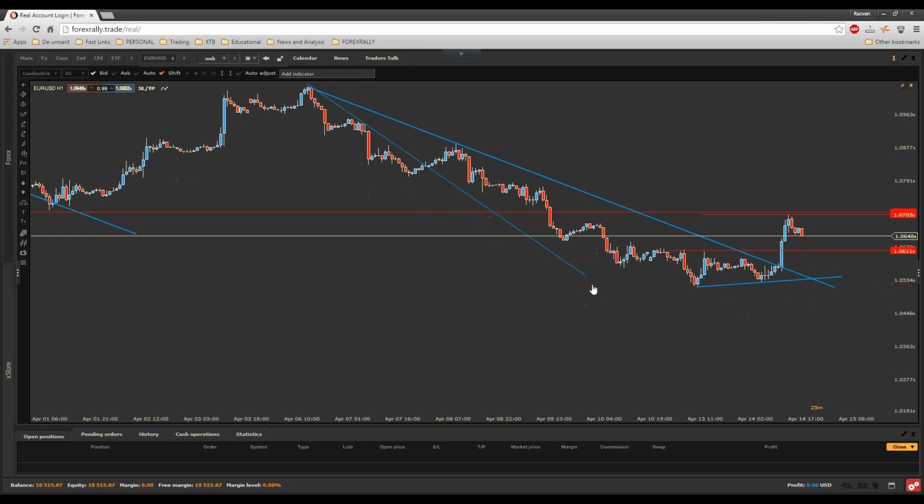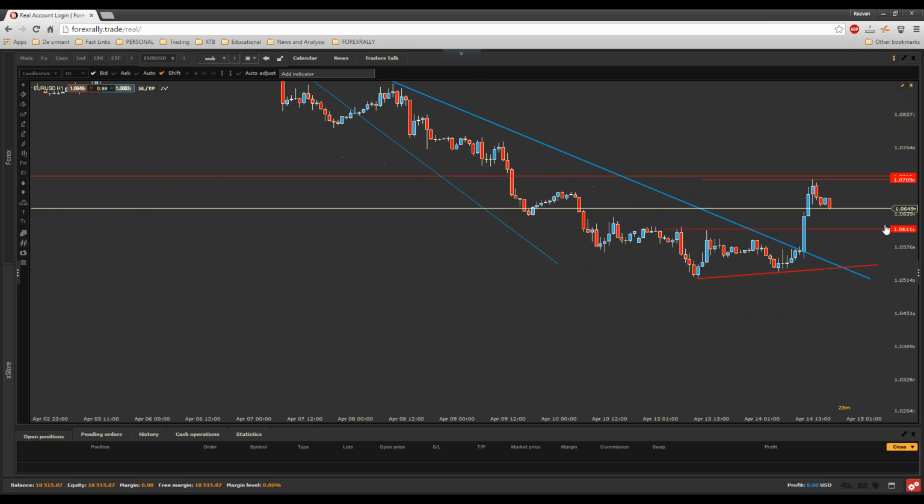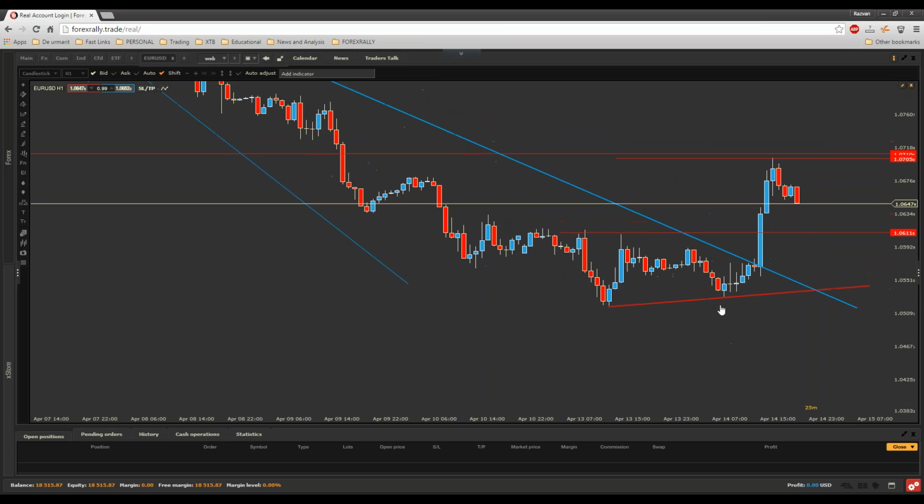If you draw the line like this, and let me change the color. Let's say I'll get it red. So in this case, if we are drawing it like this, it will not help us. Why? Because the first two lows were pretty close, taking into consideration the price range. After that, the price rallied, went all the way to 107, and now it seems to be falling.